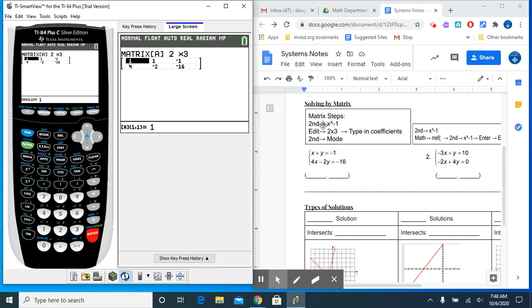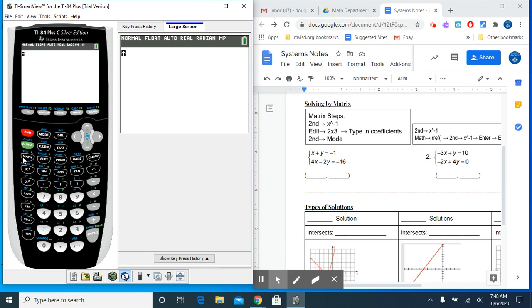We know second x negative 1, went to edit. It's a 2 by 3 matrix. We type the coefficients. That's where we are right now, typing coefficients. Then you go second mode, which is quit. Mode is up here by second, so second mode. And it gives you a blank screen, which, don't panic. It's just letting the calculator know that you're finished putting data in.